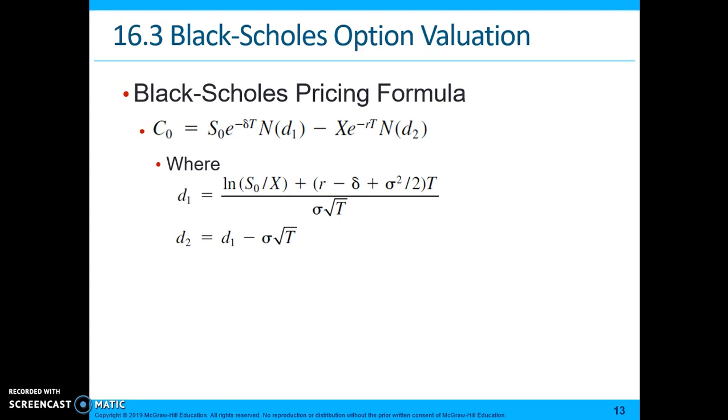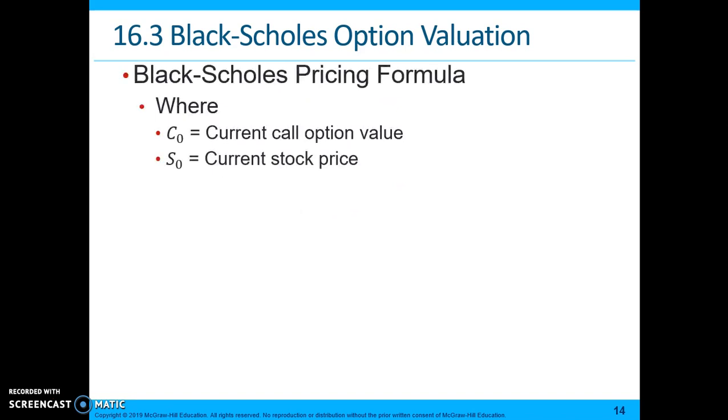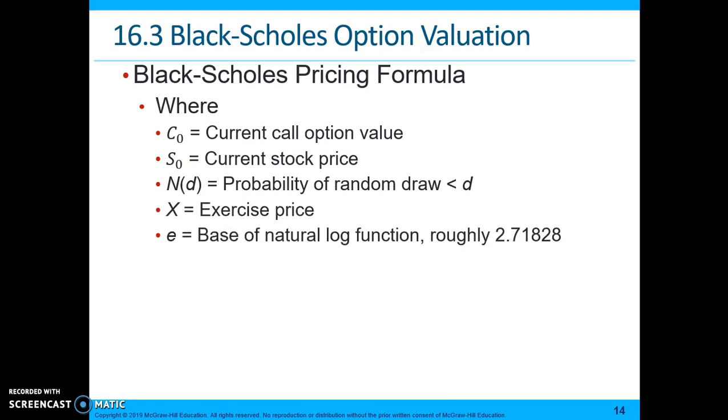The definitions in the book are a little more detailed. So C is the current call option value. S0 is the current stock price. N(d) is the probability of a random draw less than d. Again, that translates roughly to the probability that the option will be in the money. X is the exercise price. e is the base of the natural log function, roughly 2.718. Your calculators have an e function. Excel has an exponential function as well.